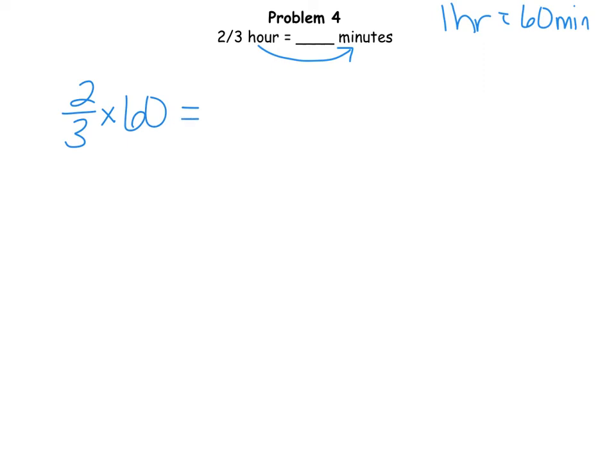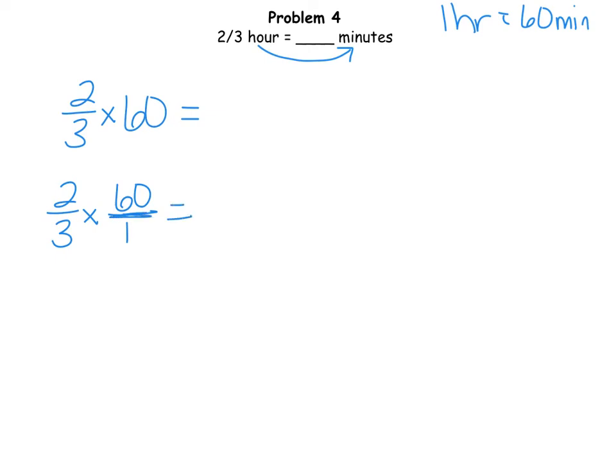Problem number 4. 2/3 of an hour is equal to blank minutes. Well, here's the kicker. I have to go from hours to minutes. So I actually have to know that 1 hour is equal to 60 minutes. So I need 2/3 times an hour, which is 60 minutes. Well, what would that be? So I'm going to write this as 2/3 times 60 over 1, which doesn't change the value of 60 because 60 divided by 1 is still 60.